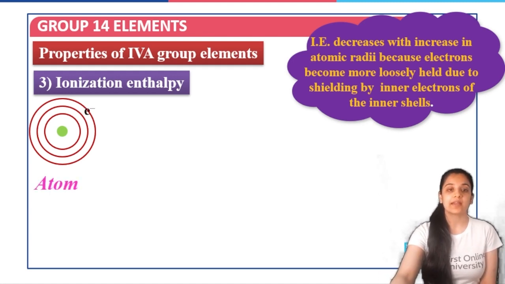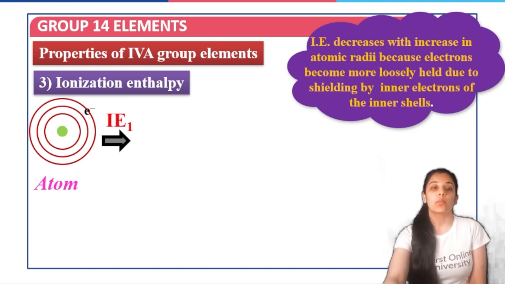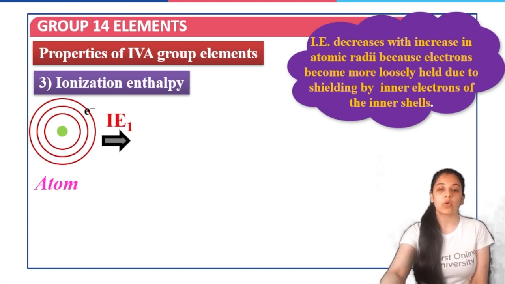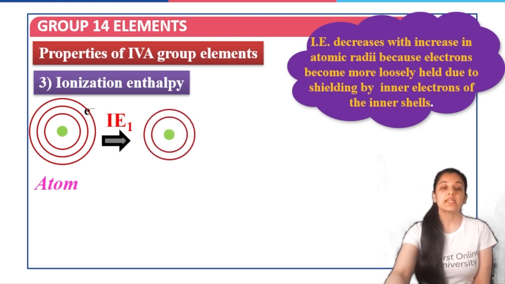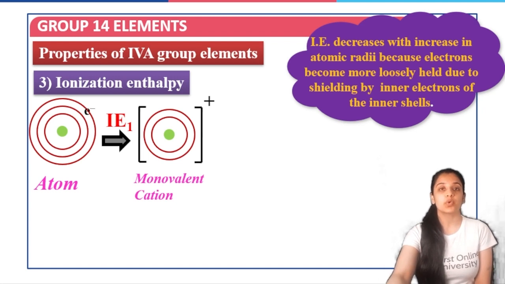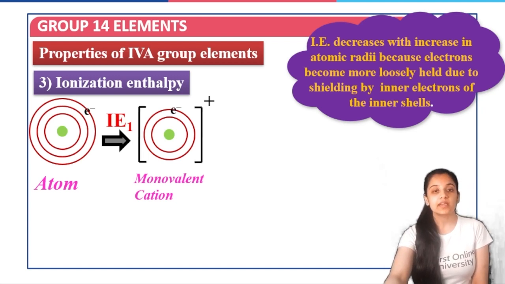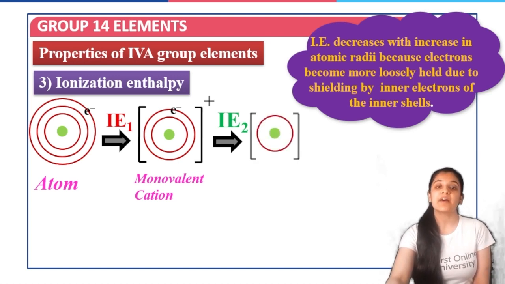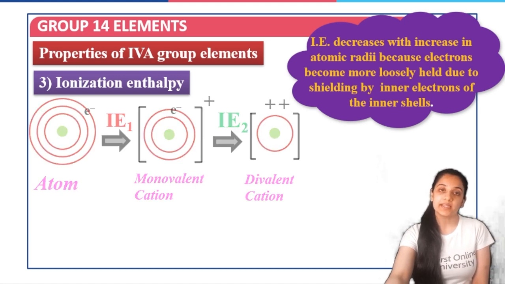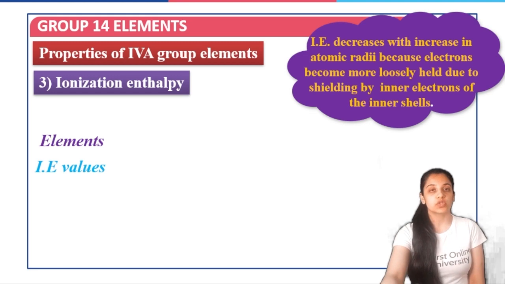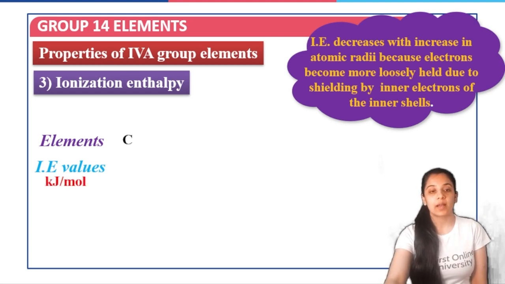If this is the atom and the electron that is present, when one electron is removed, it is going to be the first ionization enthalpy or IE1. That will give the atom a positive charge, and now that forms a monovalent cation. Now, when a second electron has to be removed, IE2 is going to be considered, and we will have two positive charges on this particular ion, which is a divalent cation.